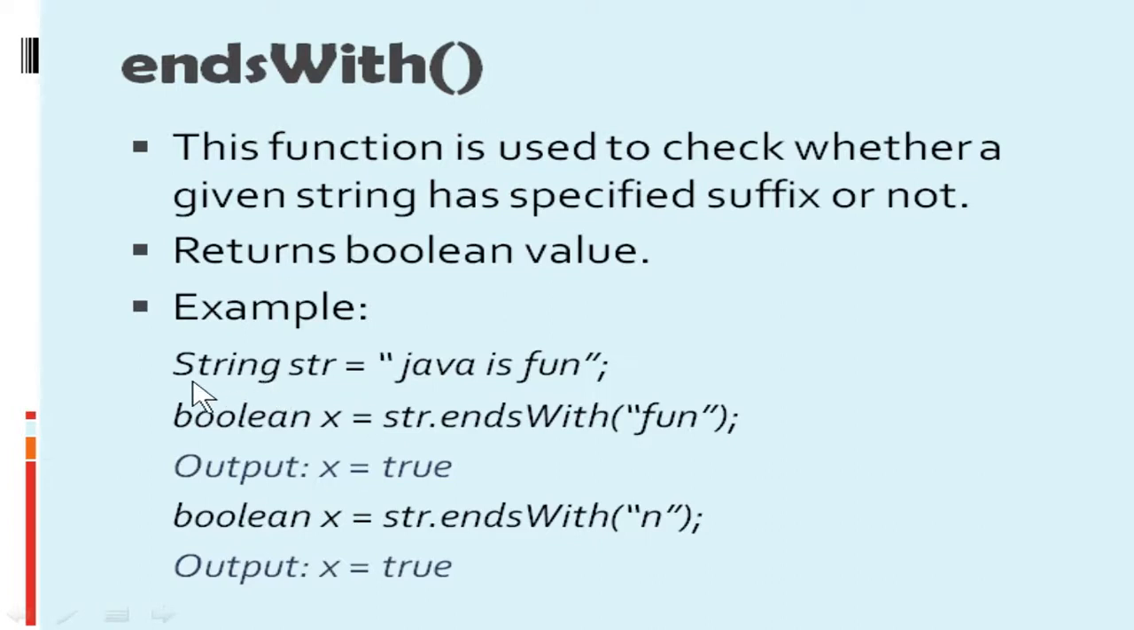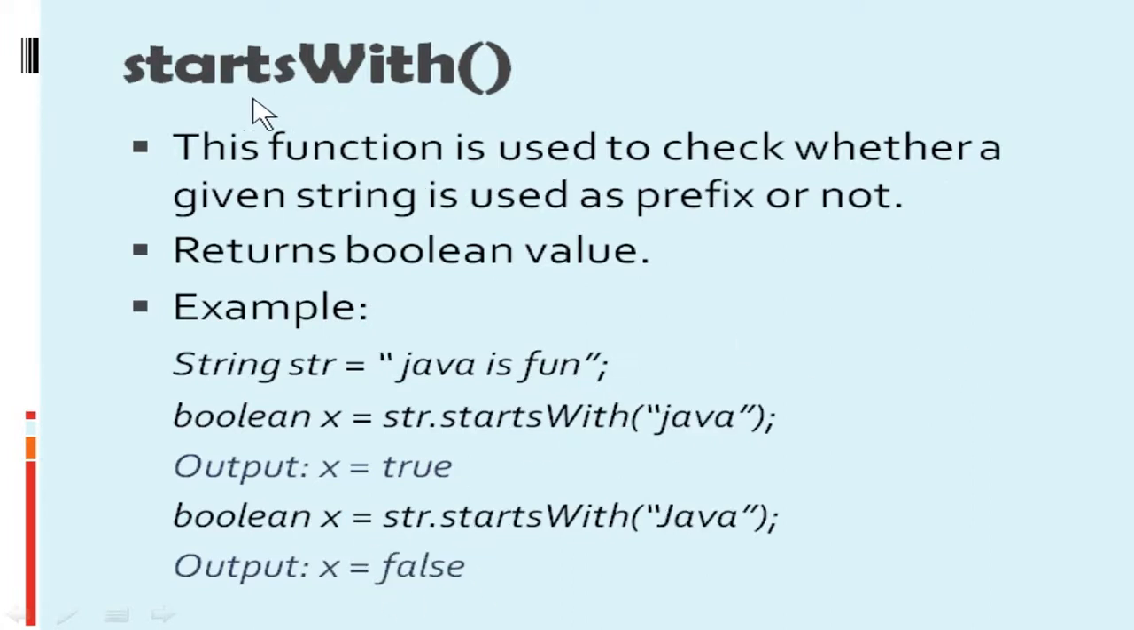Here I have given an example. String str equal to "Java is fun". That is a string. Now str dot endsWith "fun". You know that this sentence is ending with fun, so automatically it returns true. In the second example, I am not using the full word, I am using the last character. Then also you know that the sentence is ending with n, so again it returns true. If it is a capital letter or something else, then it returns false.